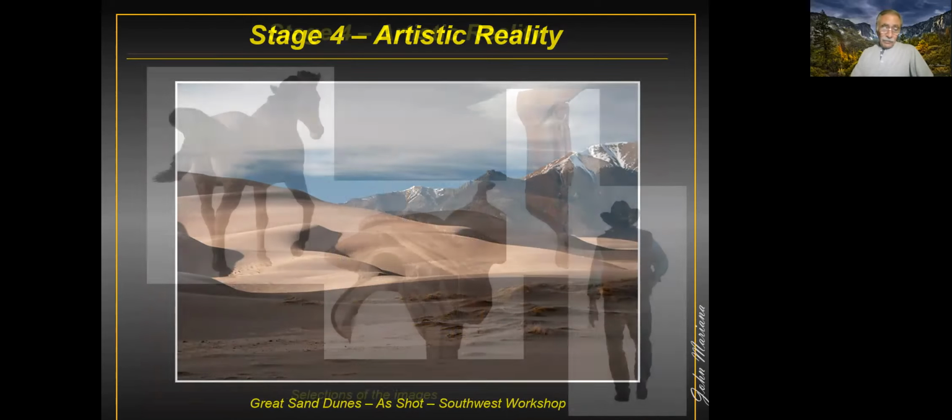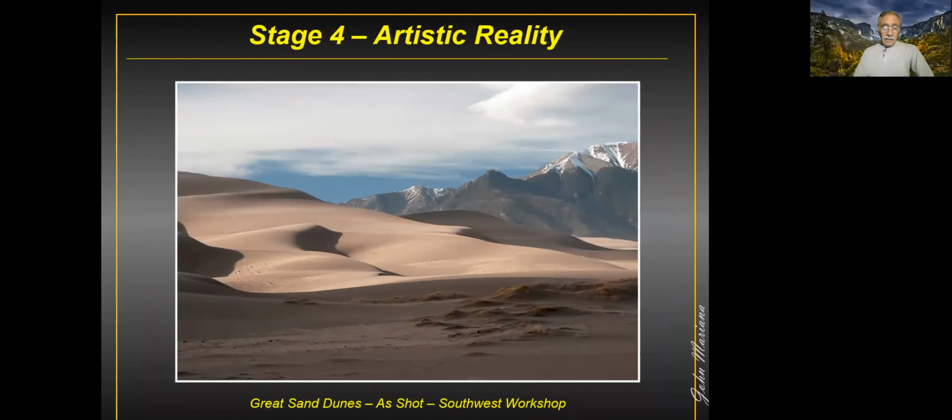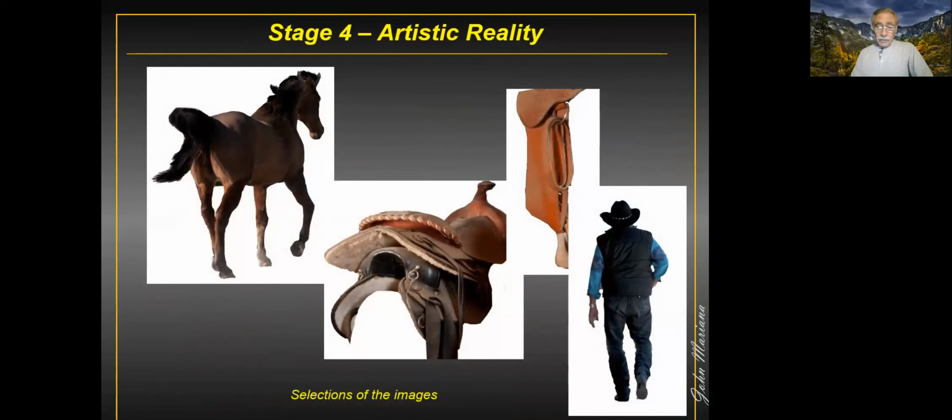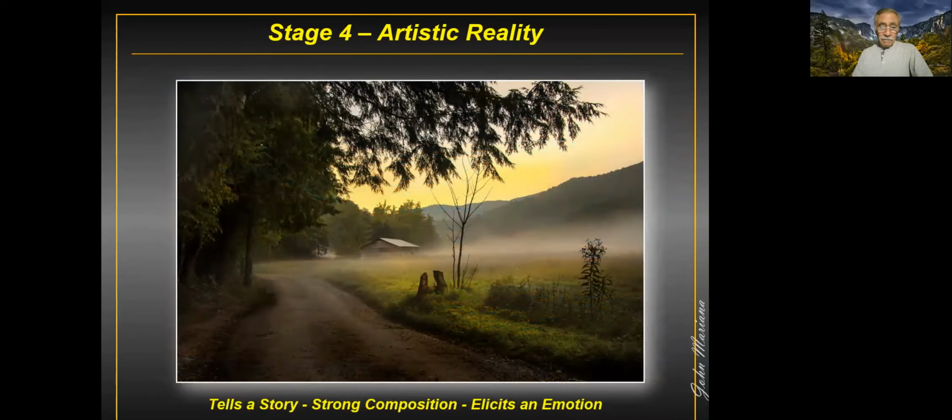I'll go through this a little bit faster. Have this shot of the desert area. I wanted to create an artistic piece, so I have a horse, photograph the saddle, photograph that fellow, and created what I called a story, telling a story of him walking his horse into that, and darkened the foreground, highlighted the middle ground, darkened the upper portion of the image, and created the saturation.